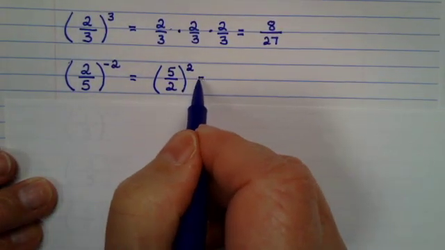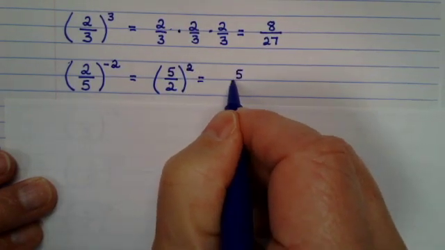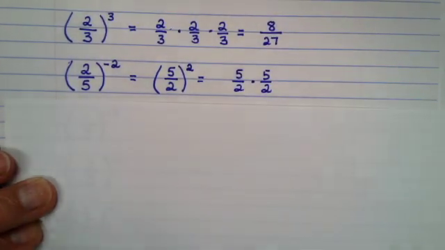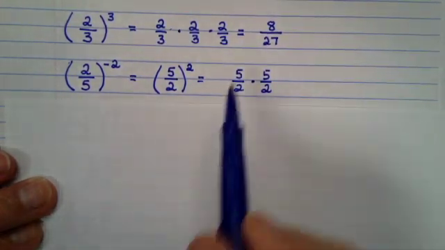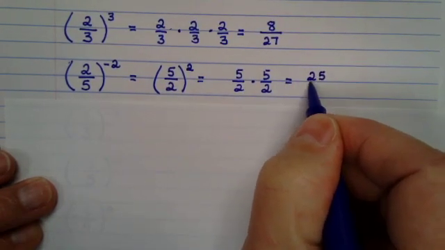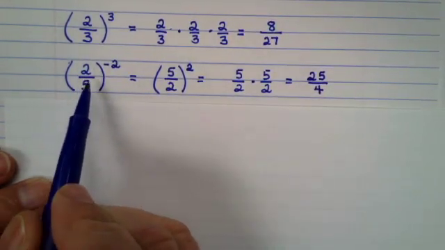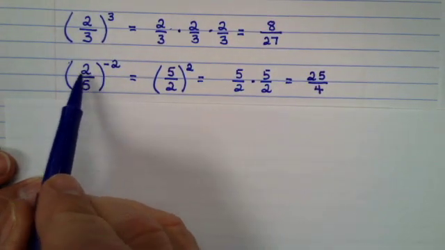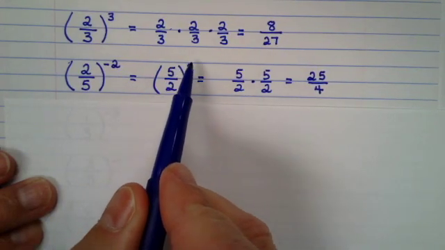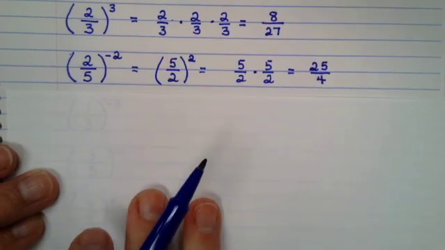What are we multiplying to itself based on this exponent right here then? It's 5/2 times 5/2. How do we multiply fractions together? Multiply the top numbers together. Multiply the bottom numbers together. So if I get a negative exponent and it's a fraction, the only thing I have to do is flip it, change the sign of the exponent. Now this exponent is telling me I need to multiply 5/2 times 5/2.